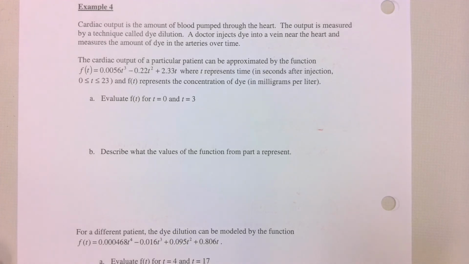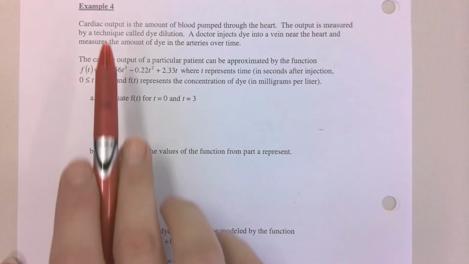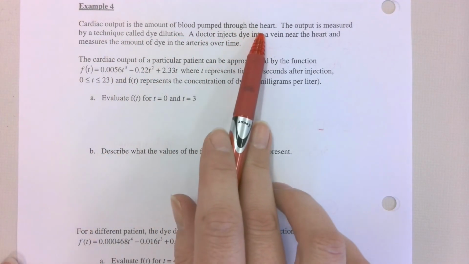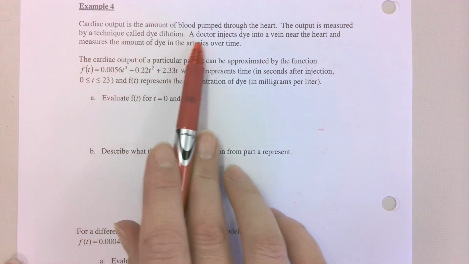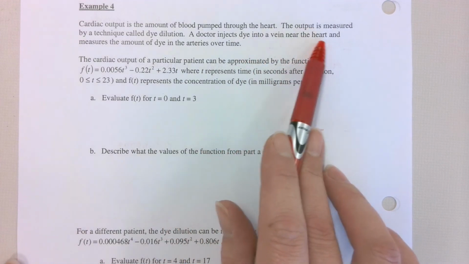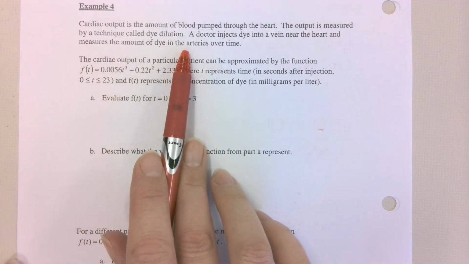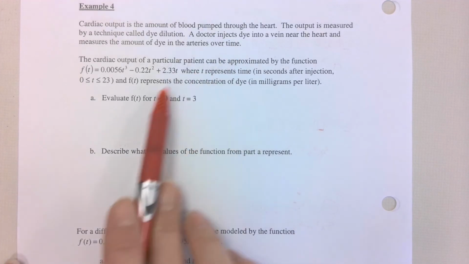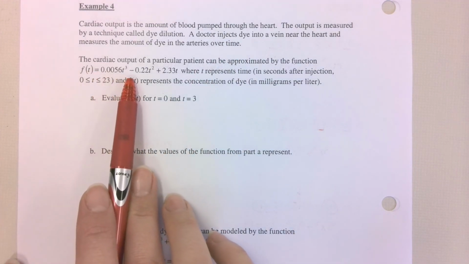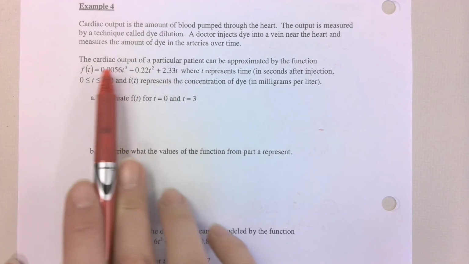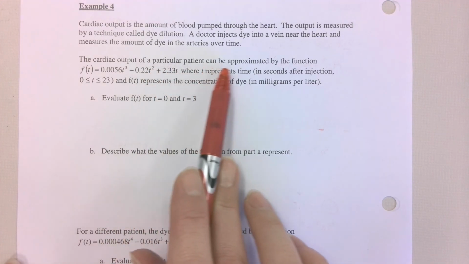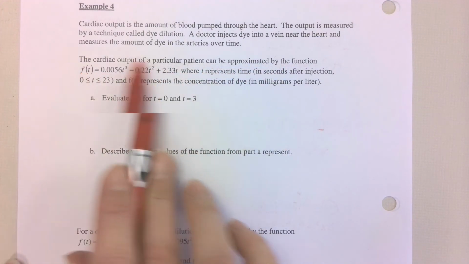Our last set of examples are an application problem. We are looking at cardiac output, the amount of blood pumped through the heart. The output is measured by a technique called dye dilution. A doctor injects dye into a vein near the heart and measures the amount of dye in the arteries over time. Each individual patient will have a different formula based on their age, their ethnicity, and their gender. So the cardiac output of a particular patient can be approximated by this function.